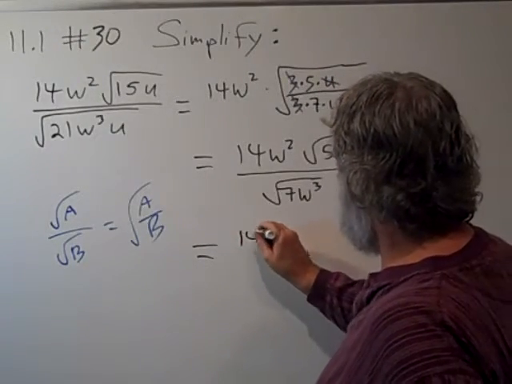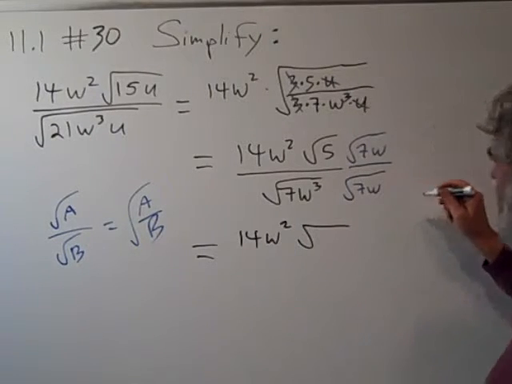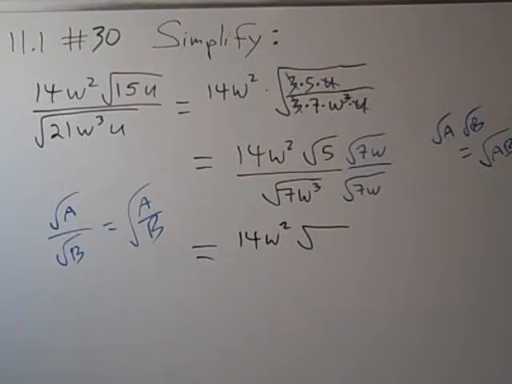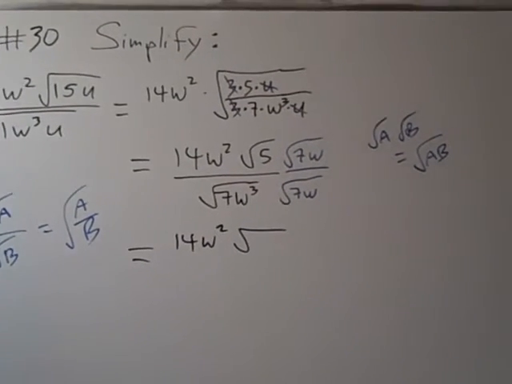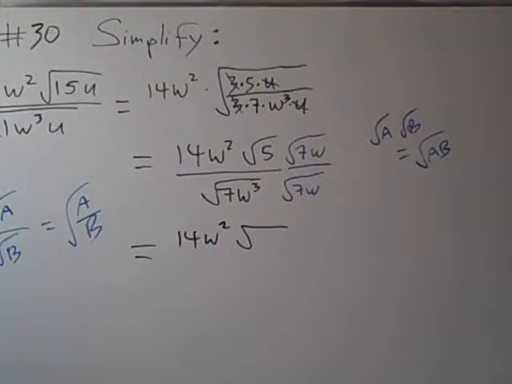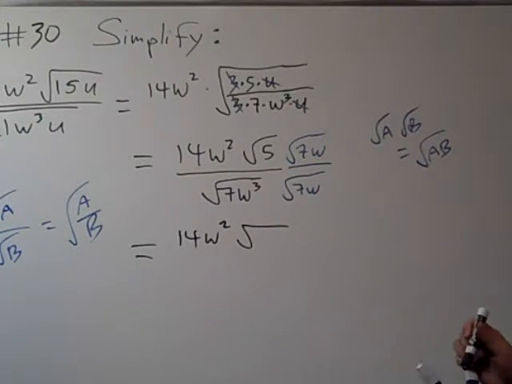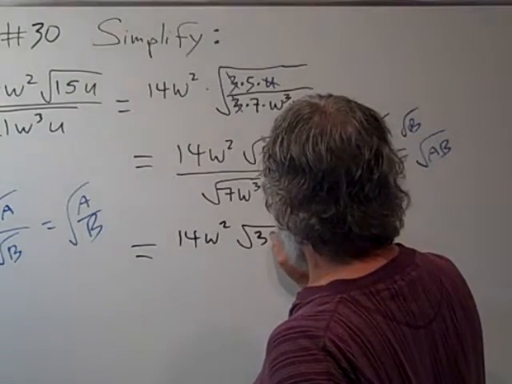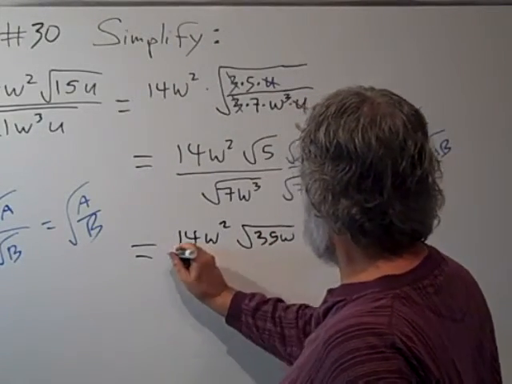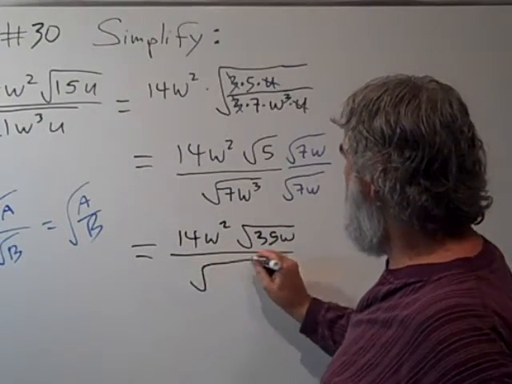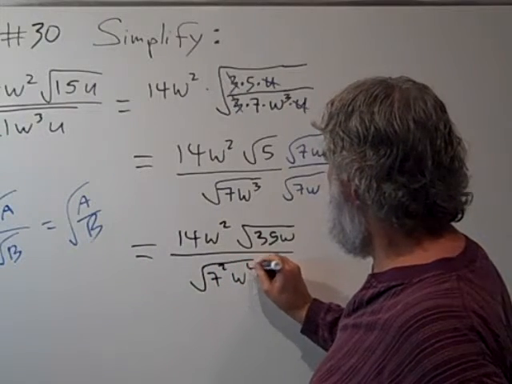here's what we get. 14w squared times the square root, again here on the numerator, the square root of a times the square root of b is equal to the square root of a times b. Yeah, the product of square roots is the square root of the product. So we can combine this radical 5 times radical 7w as radical 35w. And in the denominator we can combine that as radical 7 squared w to the 4th.